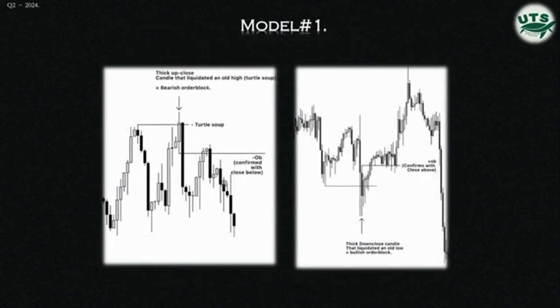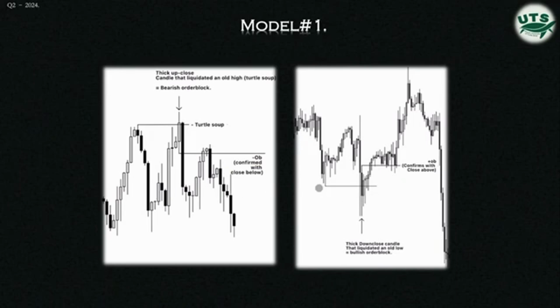Here's a chart example. Thick up-close candle that liquidated an old high. High, low, old high, thick, heavy, high volume, up-close candle. As soon as you close below this, right, you can look here as a point of interest to sell. And then, of course, you can sell a continuation over here.